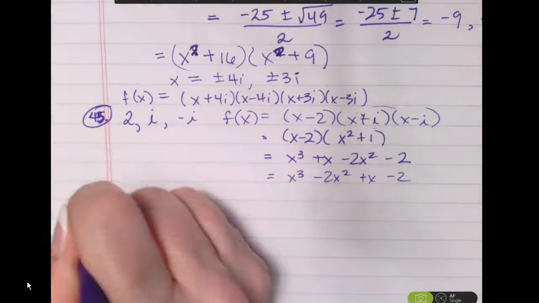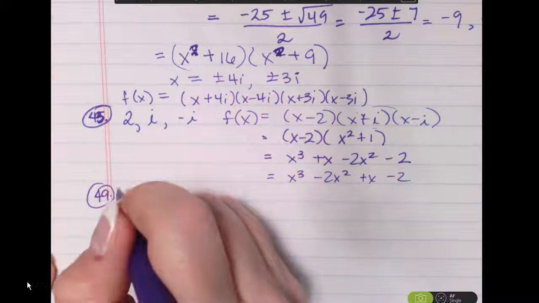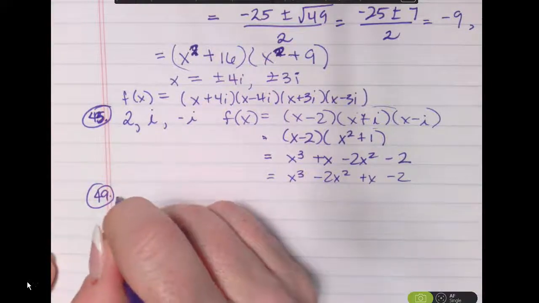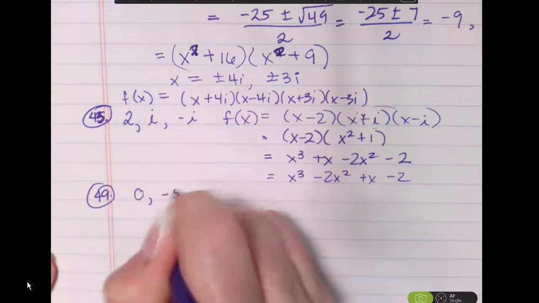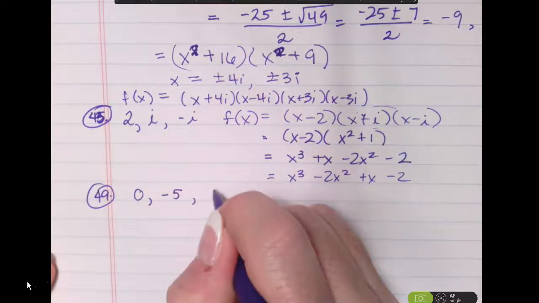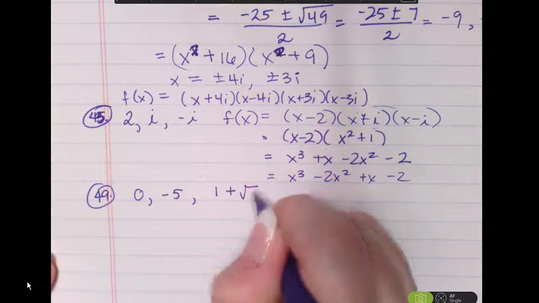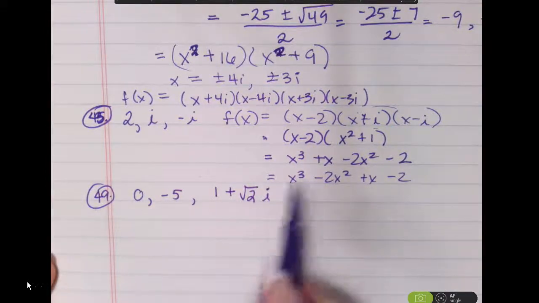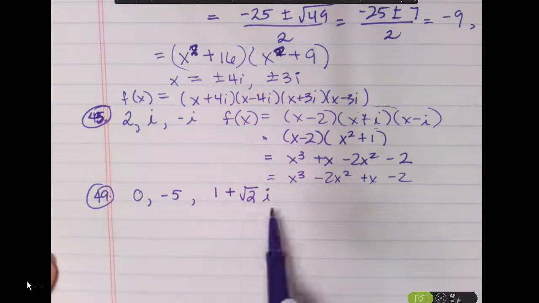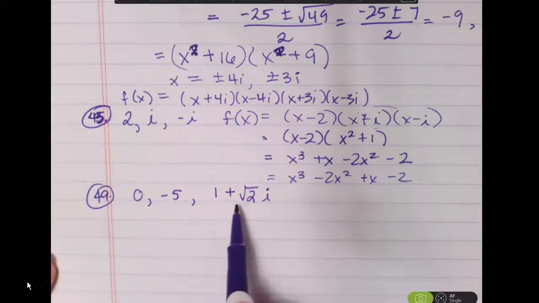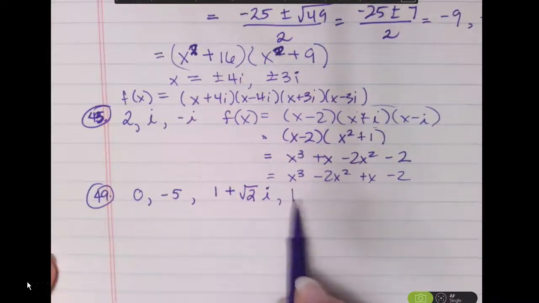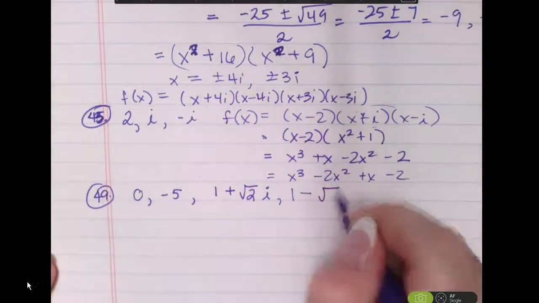Alright, and number 49, this is probably one of those messier ones. Yep. We've got some zeros here: 0, negative 5, 1 plus radical 2i. And then the thing you guys are supposed to fill in is you're supposed to realize you cannot have just one imaginary number. They always come in conjugate pairs.